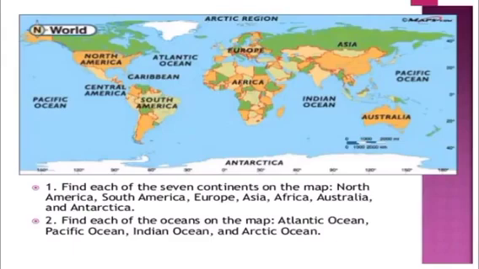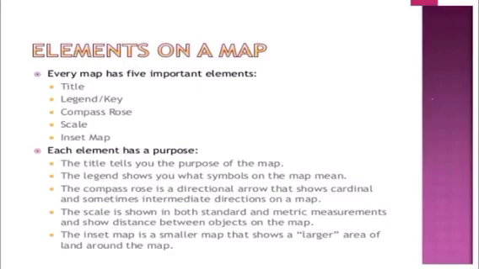First, find each of the 7 continents on the map like North America, South America, Europe, Asia, Africa, Australia and Antarctica. The second one is that find each of the oceans on the map like Atlantic Ocean, Pacific Ocean, Indian Ocean and Arctic Ocean. Next, let's see about elements on a map.